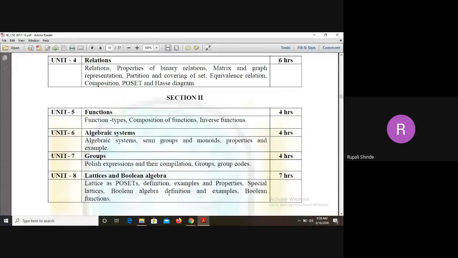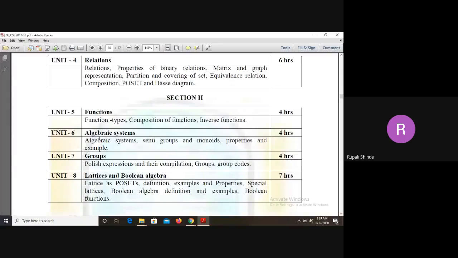Section number 2 again contains 4 chapters. So unit number 5 is based on functions. This is a quite short chapter, and it includes the different types of functions, composition of function, and inverse function. Now the last 3 chapters are based on algebraic systems. In that, we have to see what an algebraic system is and what the different types of algebraic systems are, like semigroup, monoid, then Boolean algebra. All these are included in the last 3 chapters.